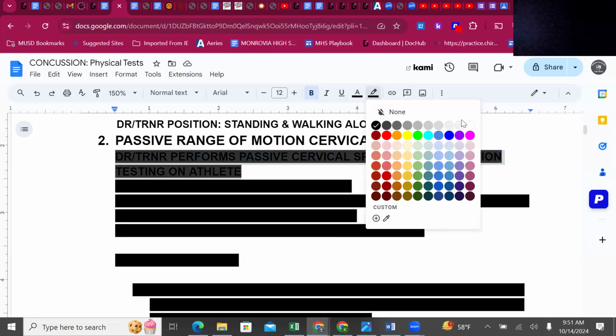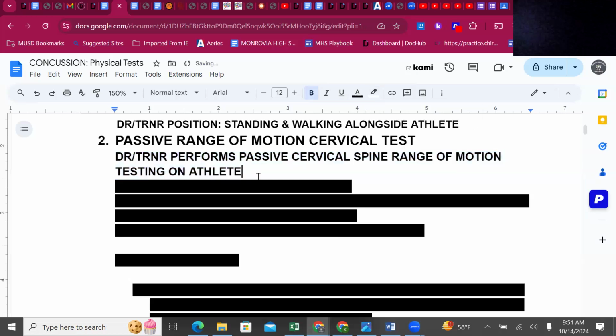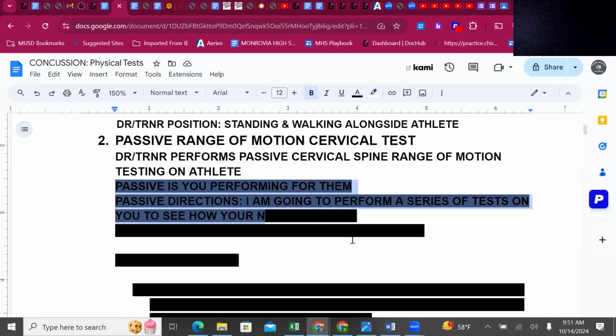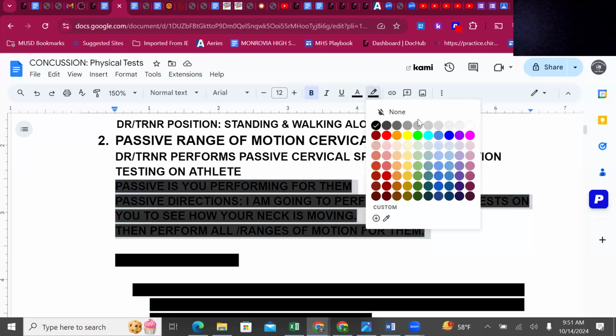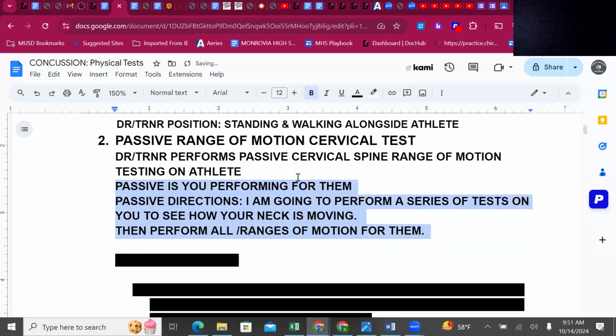Doctor or trainer performs passive cervical spine range of motion testing on athlete. And here is what passive means. Passive is you performing for them. So passive would be you moving their head in specific directions for them.